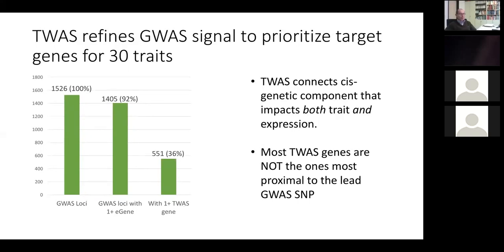Because TWAS connects the cis-genetic component that impacts both gene expression and trait, we can prioritize target genes and refine a list of candidates to investigate in functional follow-up studies. This is evidenced by the fact that only 36% of the 1,500 GWAS loci had at least one TWAS target gene that met transcriptome-wide significance. So the target genes we identify are typically not the closest ones to any lead GWAS SNPs. This suggests that the heuristic of gene assignment based on proximity may not be optimal.